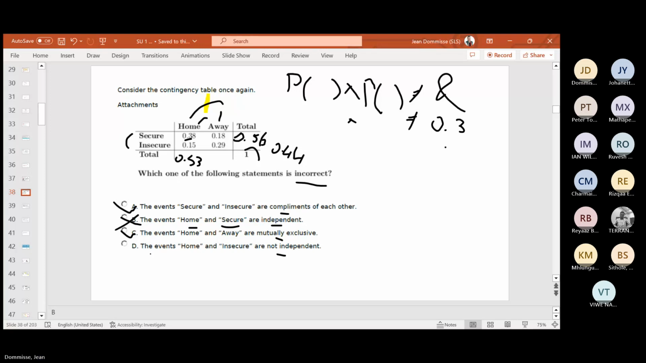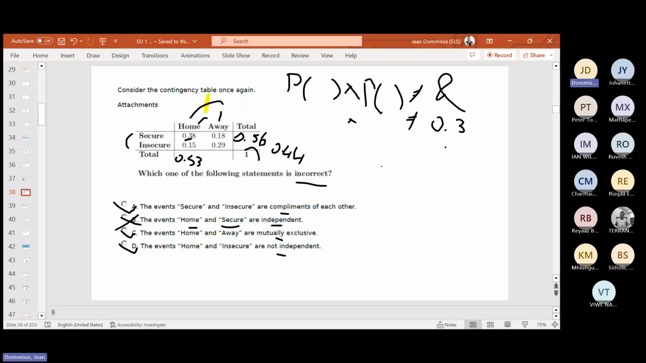So events home and insecure are not independent. Again, we can work it out as 0.53 times 0.44. Let's quickly do 0.53 times 0.44. That will give us 0.23. Again, it is not 0.23, so now we can say it is not independent, and that is correct.